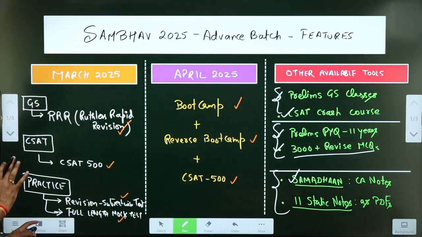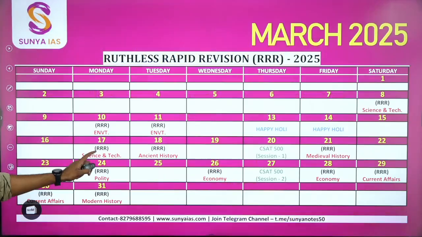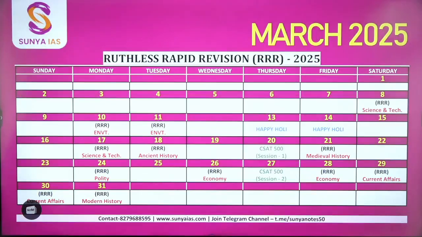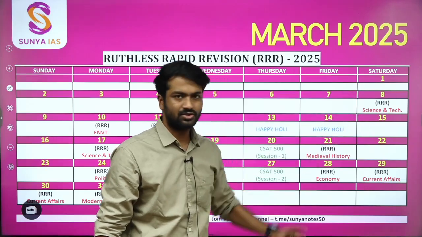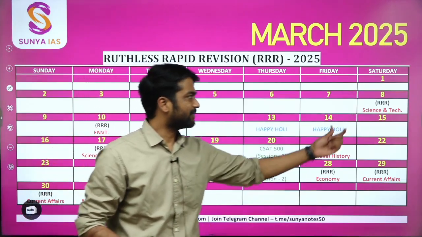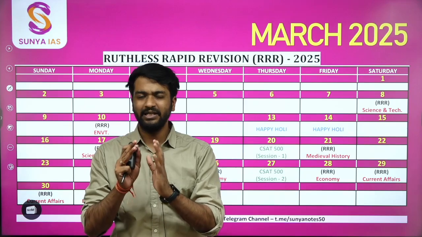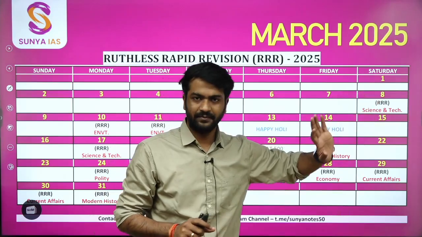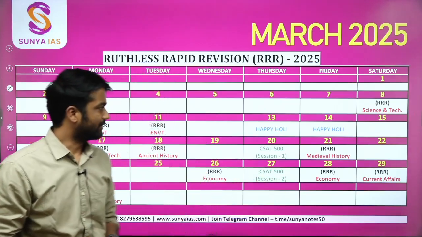So I hope I was clear, but let's say you have any doubt in this Samadhan advanced batch, you can always reach out on this number. And I was about to show you the calendar. For example, this particular advanced batch will be starting from 8th of March. So on 8th of March, you have the first RRR, an entire day long class on science and tech. We will be covering at least 50% of the entire syllabus from static and current affairs both on this date, 8th of March. Maybe from 10 AM in the morning till 8 PM in the evening.